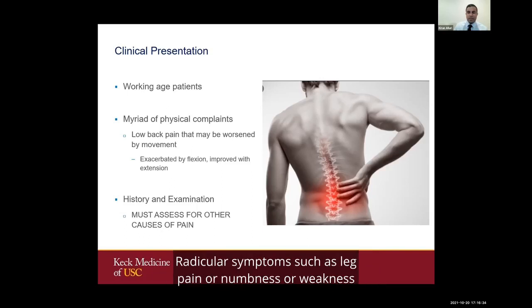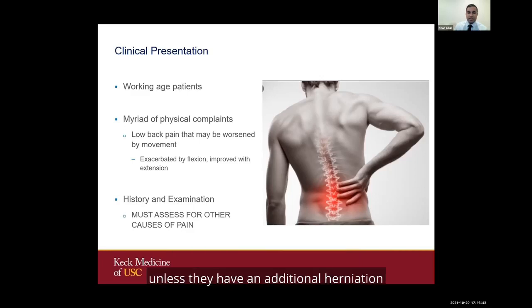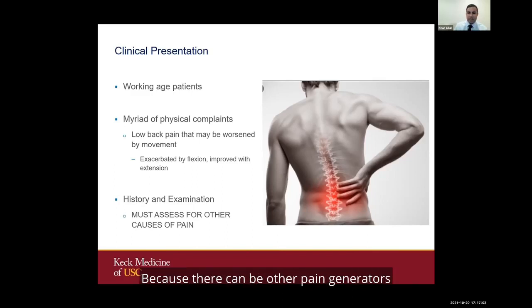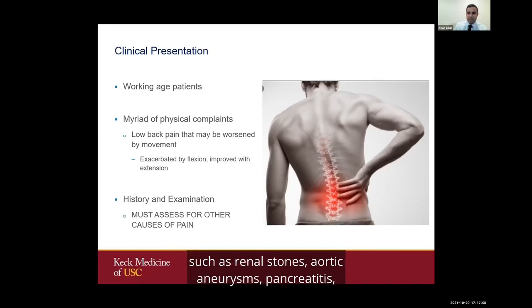Radicular symptoms such as leg pain or numbness or weakness tend to be absent in patients with pure degenerative disc disease, unless they have an additional herniation or some sort of stenosis of the foramen or loss of significant disc height. But as with all pathologies in medicine, not just spine, thorough history and physical exam are crucial in identifying the diagnosis, and assessing for other causes of low back pain is key before we hone in on the diagnosis of degenerative disc disease, because there can be other pain generators such as renal stones, aortic aneurysms, pancreatitis, or tumors that can manifest as low back pain.